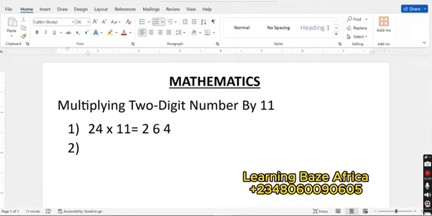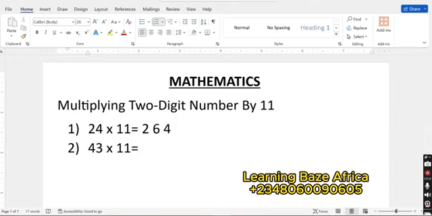Now, this is another example. If where you are is noisy, please make sure you are in a calm and quiet place so you can grab this. Now, the next one will be 43 times 11.